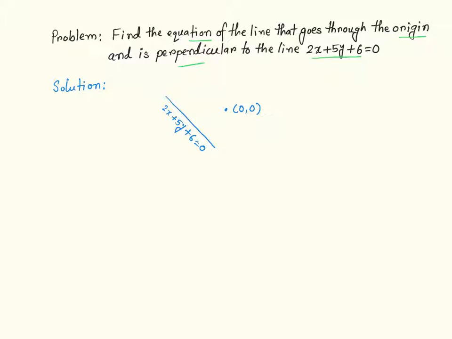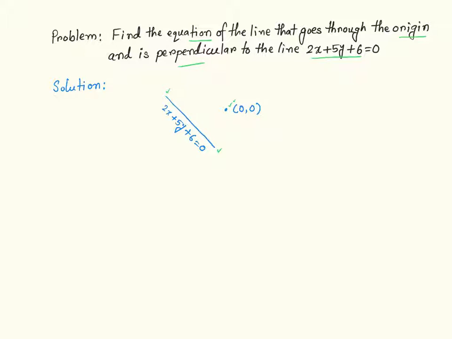To give you a clearer idea of what the problem is asking, I am just creating a sketch. This is a sketch. It's not accurate, not exact, just to remind you. Here is my line, which is 2x plus 5y plus 6 equal to 0, and here is my origin. We are looking for a line that's going to go through this origin and is going to be perpendicular to this given line, which is this one.